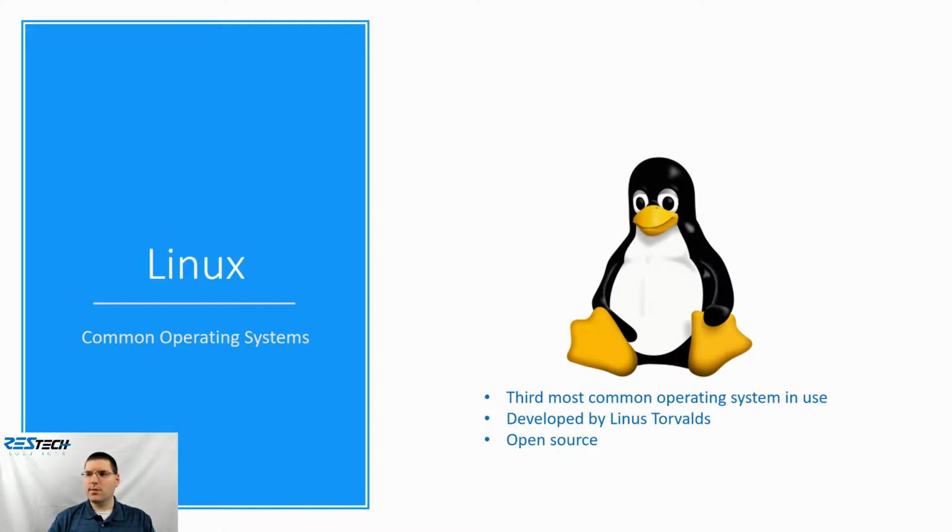So Linux is the third most common operating system in use. It was developed by a guy by the name of Linus Torvalds, and it is open source. What that means is everyone can view the source code and contribute, make modifications to the code. There's actually several different varieties of Linux out there.